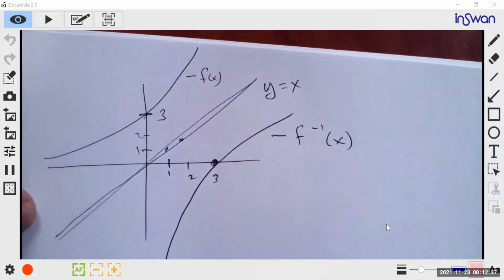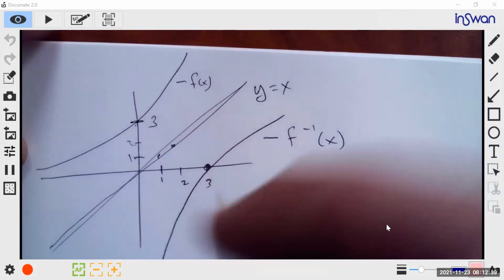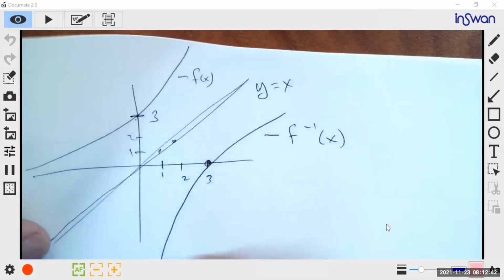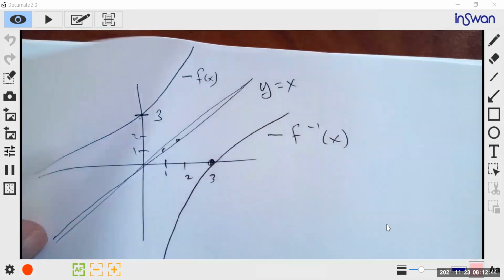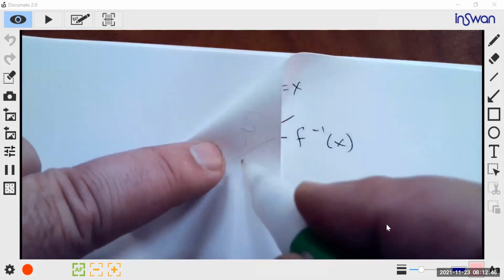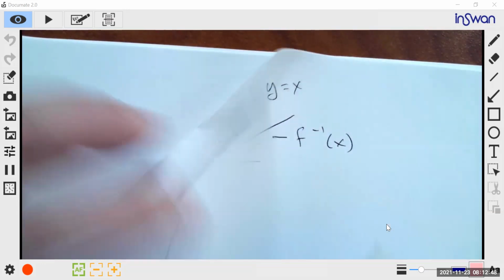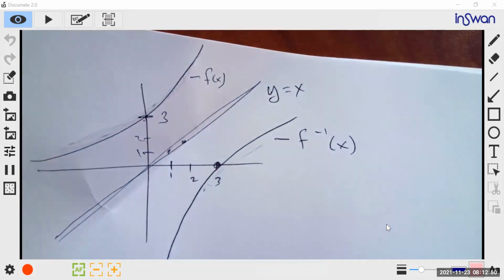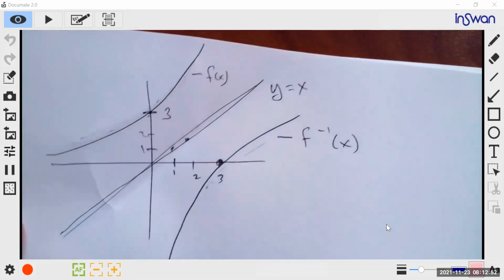In other words, if you just took your piece of paper, you drew your original graph and folded it across this line here, and you press down really hard, you'd get a copy of that image. You get the inverse.